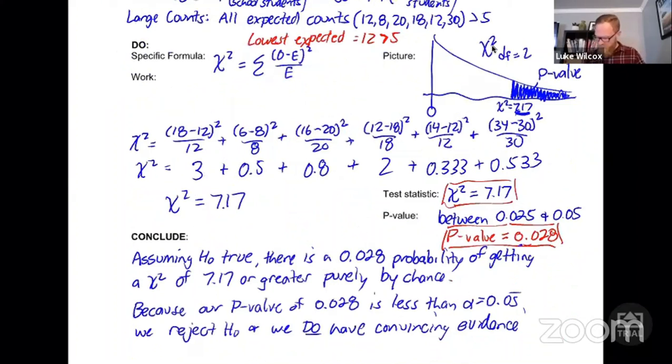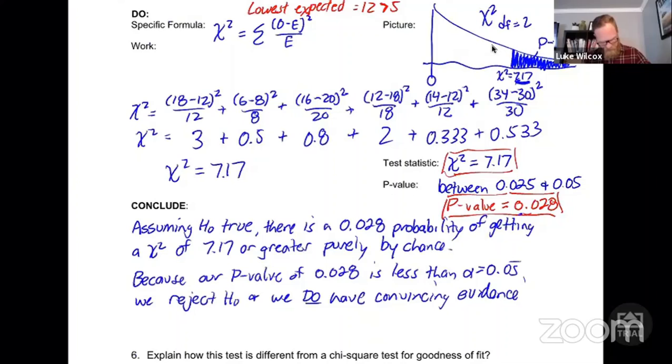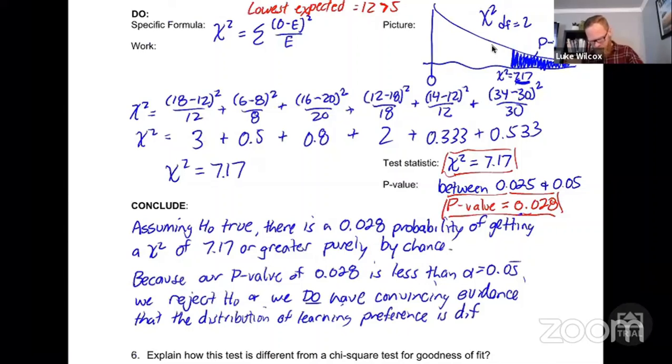We have convincing evidence that the distribution of learning preference is different for high school and college students.